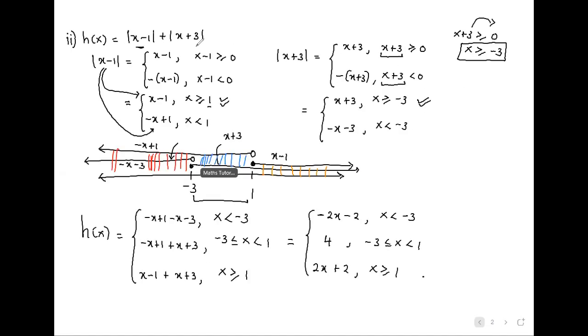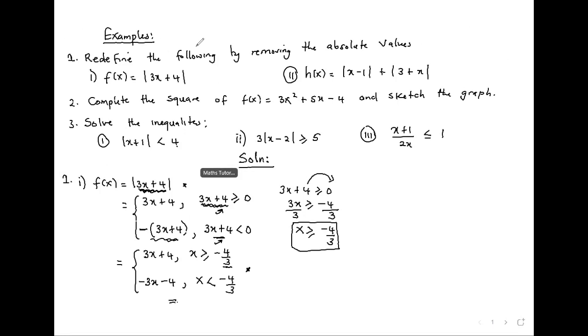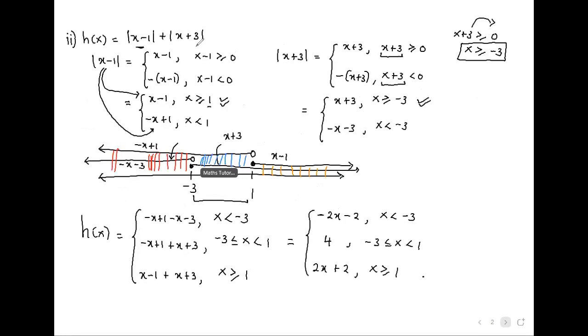Plus 5x minus 4. That is question 2. Complete the square and sketch. To complete the square, factor out the 3. As you factor out 3, you're dividing into the remaining numbers there. So I divide 3x squared divided by 3, I get x squared plus 5x divided by 3.